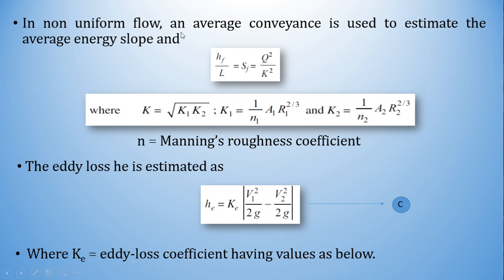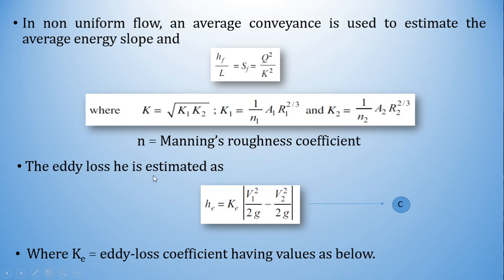In a non-uniform flow, an average conveyance is used to estimate the average energy slope, and HF upon L is equal to SF, that is energy slope, is equal to Q square upon K square, where K is under root of K1 into K2, as already I have stated, and K1 is equal to 1 upon N1 A1 into R1 raised to 2 by 3, and K2 is equal to 1 upon N2 A2 R2 raised to 2 by 3, where N is the Manning's roughness coefficient.